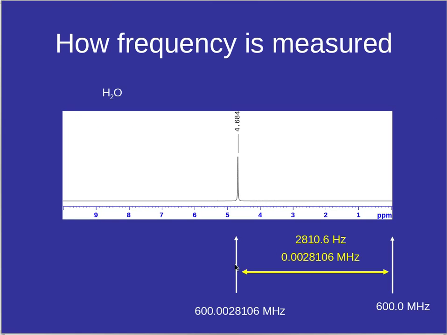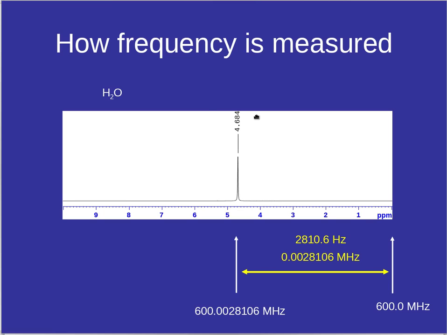Right, now when you look at any NMR spectra, for example, this is the 1H or proton NMR spectrum for water. Both of the protons in water, both of the 1H nuclei in water, give a signal at the same point, and it's measured as 4.684 parts per million from the reference.